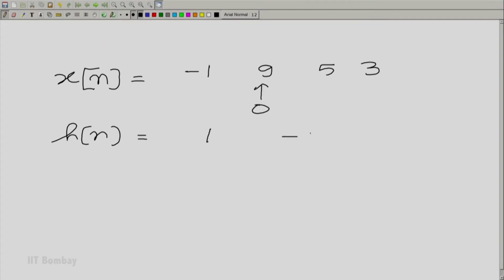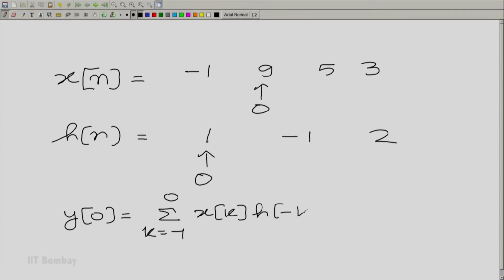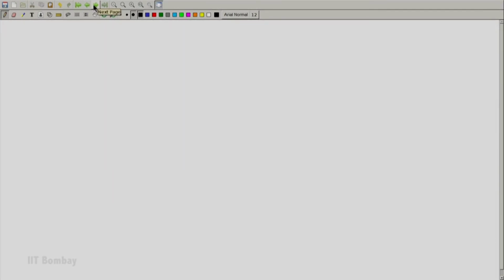Consider, with the arrow notation, x[n] given by -1, 9, 5, 3 with the arrow at point 0 here, and h[n] equal to 1, -1, 2 with the arrow at 0 here. And we had calculated y[0] given as a summation only over 2 points. Now, we want to calculate a general y[n]. So, we take for example a general n, y of n.